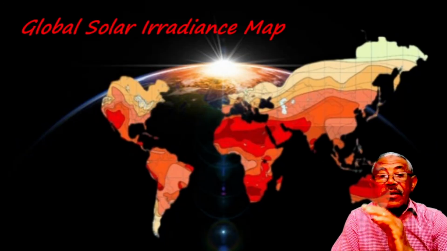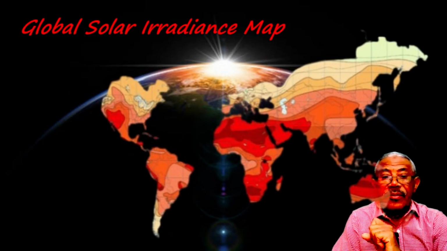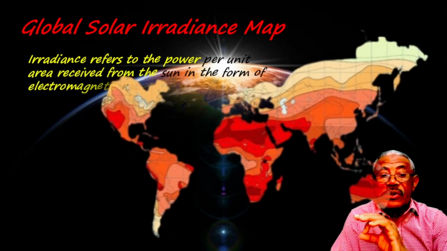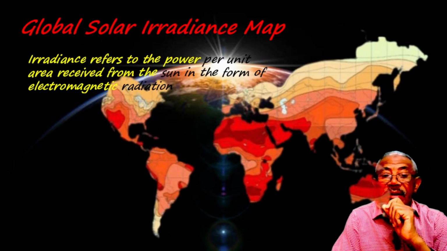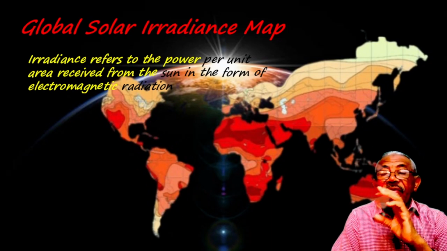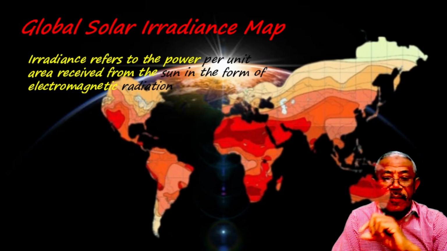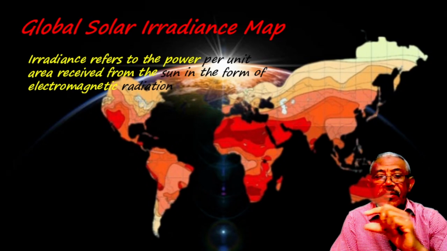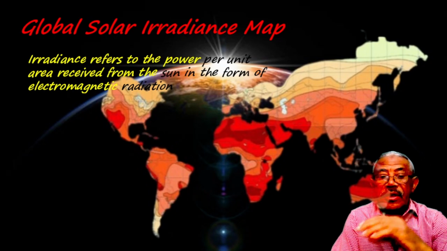This is global solar irradiance map. Solar irradiance refers to the power per unit area received from the sun in the form of electromagnetic radiation. The dark brown colors are for the highest irradiance.